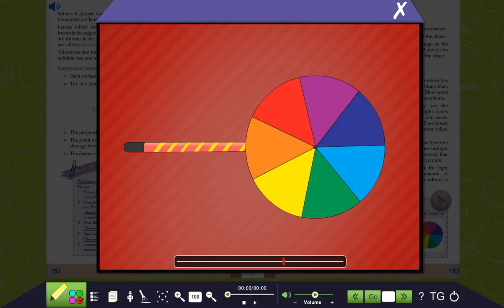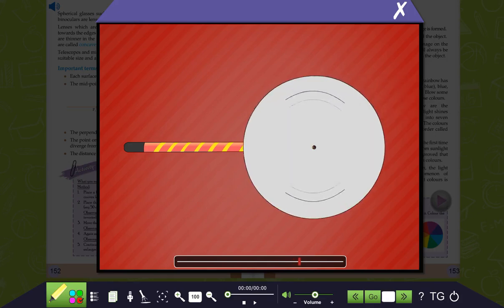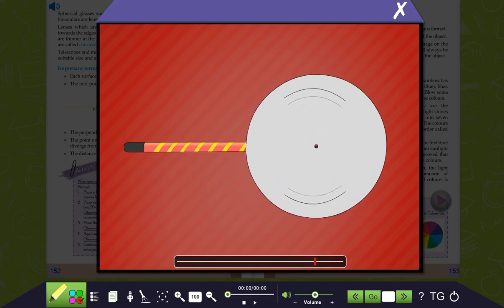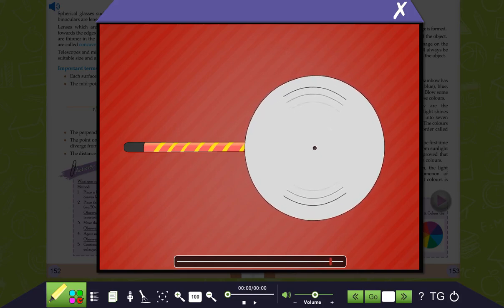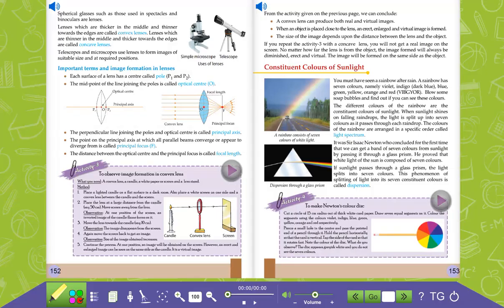Hold the pencil horizontally so that the card is vertical. Tap the side of the card so that it rotates fast. Note the color of the disc. What do you observe? The disc appears grayish-white and you do not see the 7 colors.